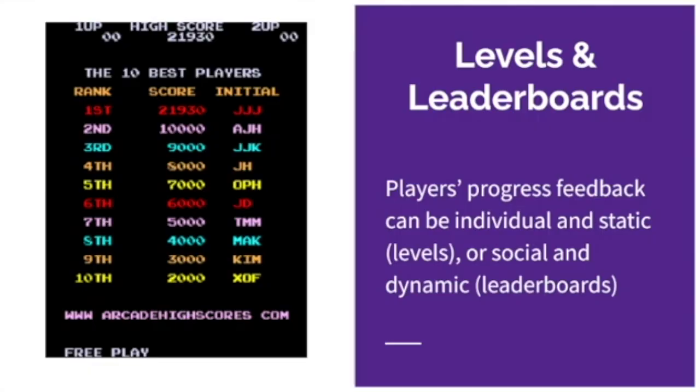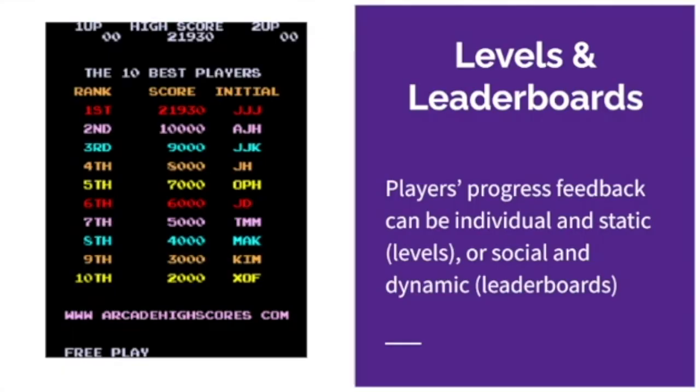Now, as with most of the other mechanics we're discussing, levels are already used in schools pretty prominently in the form of grade levels. And when I say that these mechanics deliver information about the player, think about the first question you would ask a child about their school experience. You'd ask what grade they are in. The way we use grade levels is individual and it's static, meaning that once a child goes up a grade level, they're not going to go back down.